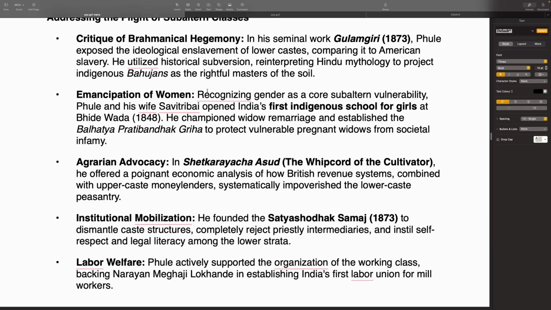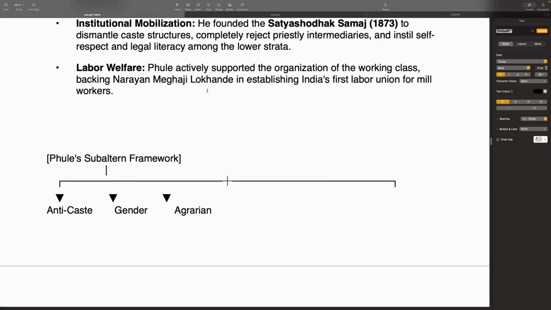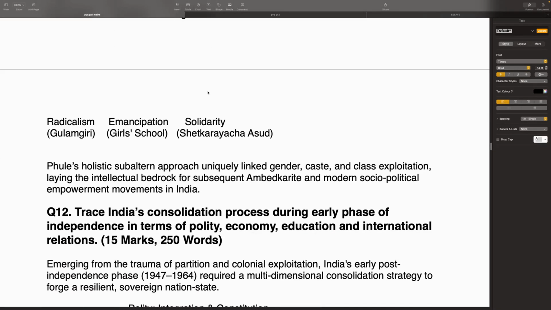Institutional mobilization. He founded the Satyashodak Samaj to dismantle caste structures, completely rejected priestly intermediaries, and instill self-respect and legal literacy among the lower strata. Phule actively supported the organization of working class, backing Narayan Meghaji Lokhande in establishing India's first labor union for mill workers. Phule's historic subaltern approach uniquely linked gender, caste, and class exploitation, laying the intellectual bedrock for subsequent Ambedkarite and modern socio-political empowerment movements in India.